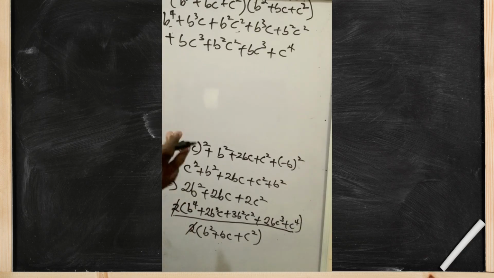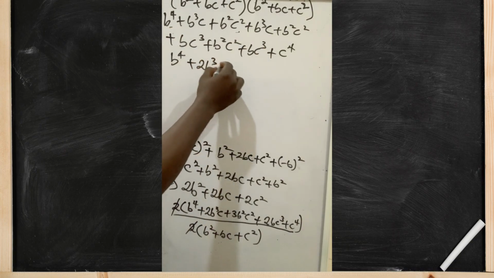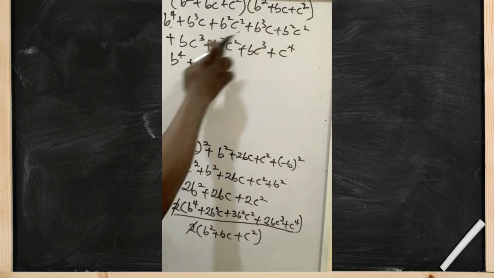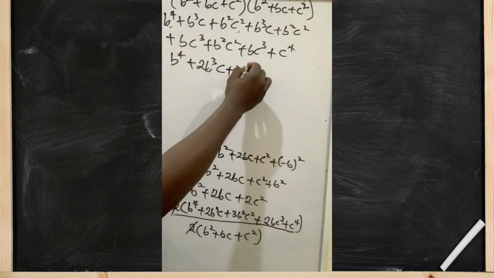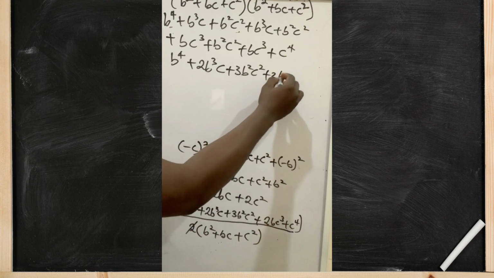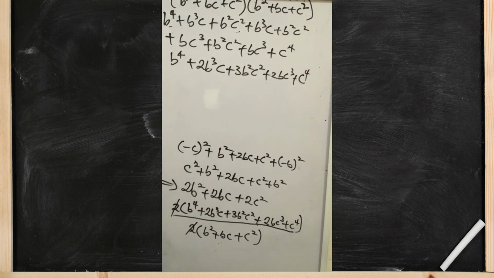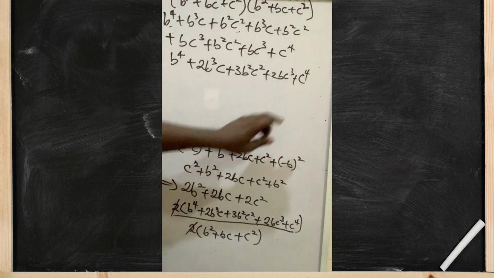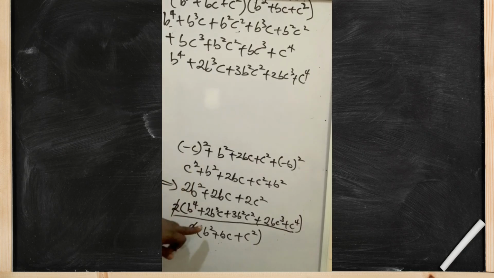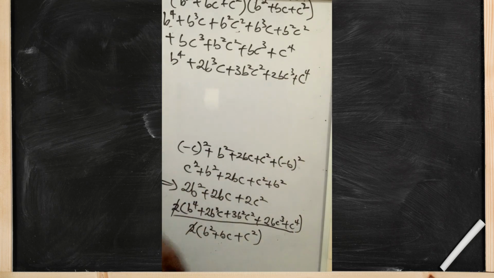By the time you match them up, you have b raised to the power 4. b cube c give you plus 2 b cube c. bc square, bc square, bc square plus 3 bc square. bc cube plus 2 bc cube plus c raised to the power 4. So by the time you look at this expression and this, you're having b to the power 4, 2b cube c, 2b cube c, 3b square c square, 3b square c square, 2bc cube, plus c raised to the power 4.